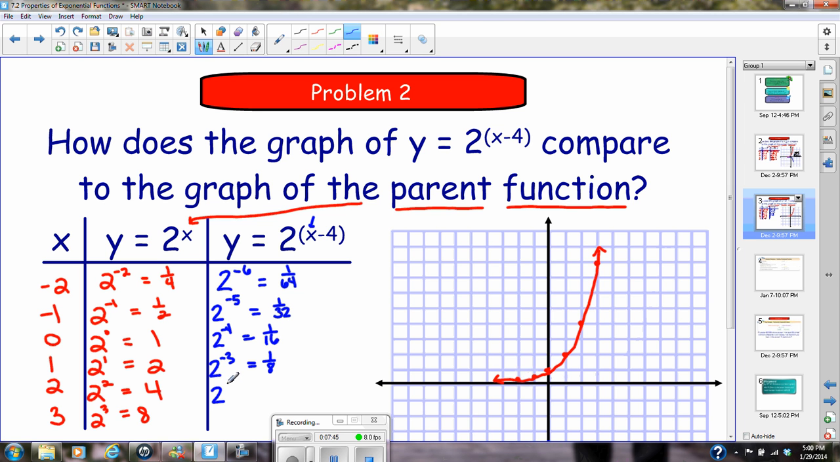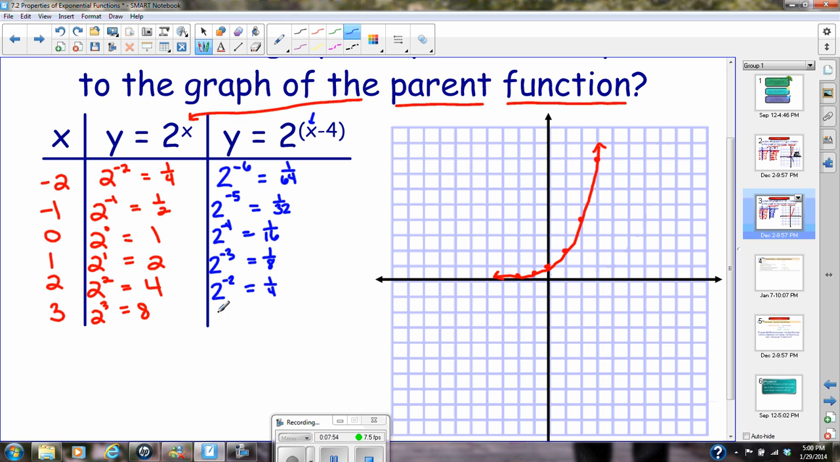2 to the -2 is 1/4. We're still dealing with a lot of fractions here, so I'm going to extend this chart a little bit. 2 to the 3 minus 4 is -1. It's 1/2. What if I go up to 4? That becomes 2 to the 4 minus 4, which is 0.